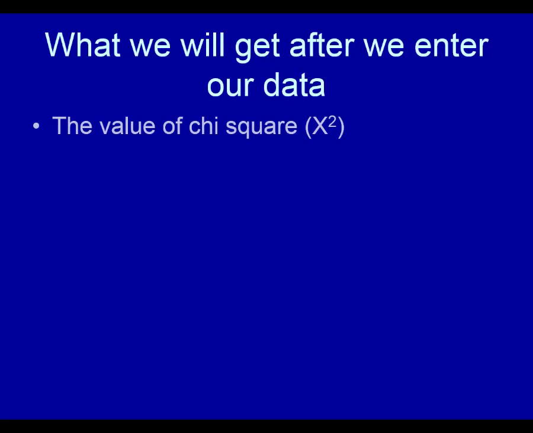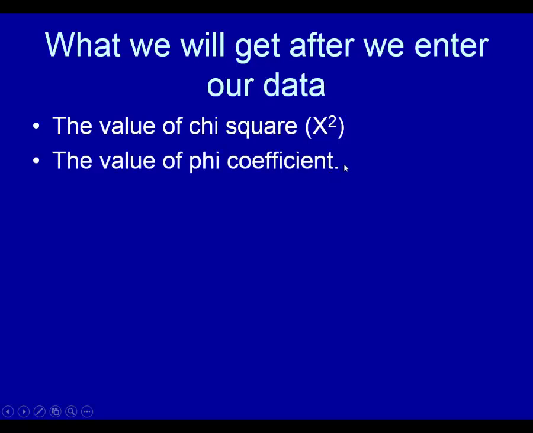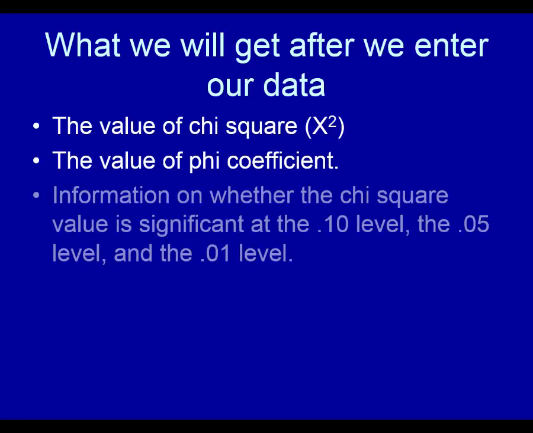This is what we get after we enter our data: the value of chi-square, the value of the phi coefficient, which is a measure of the strength of the relationship between the two variables and the two groups, and can be used for examining the question of practical significance. You get information on whether the particular chi-square value is significant at the 0.10 level, or the 0.05 level, or the 0.01 level. You can always look up the value of chi-square in a table of statistics to get more information.